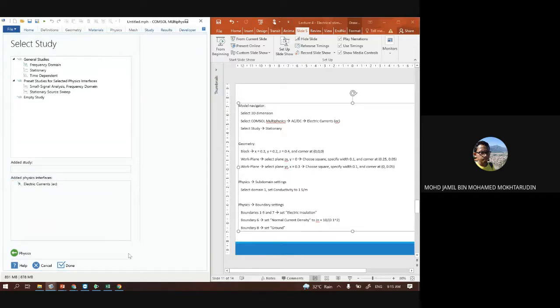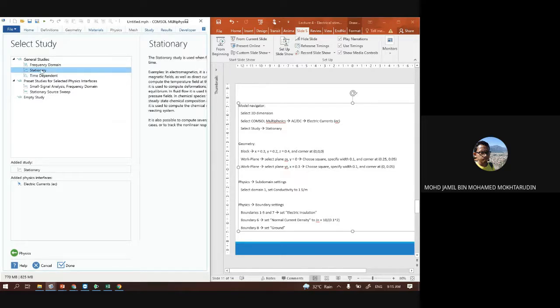So we want to study the static case. Sometimes we can study time dependent, but in this case, we study the stationary static case. So just click stationary and then click done.